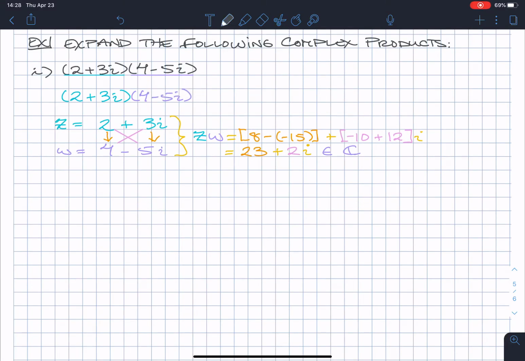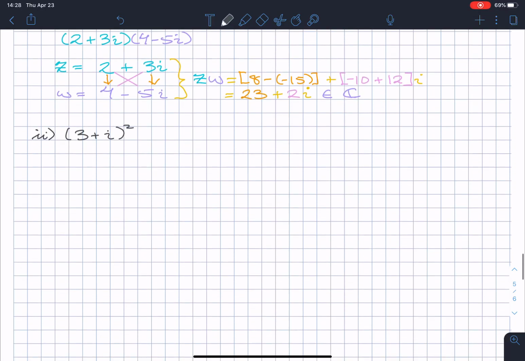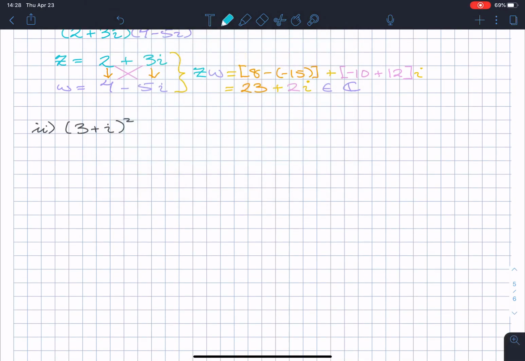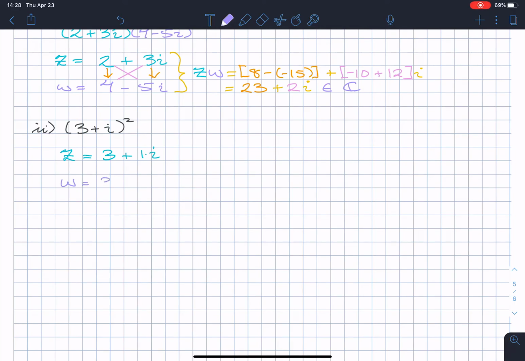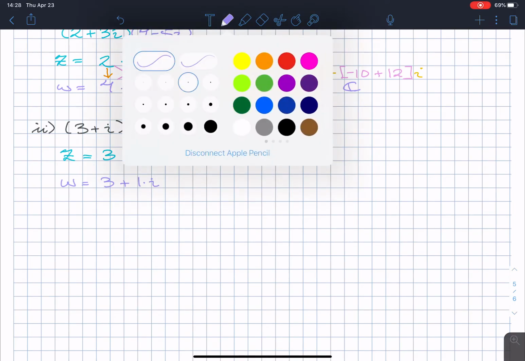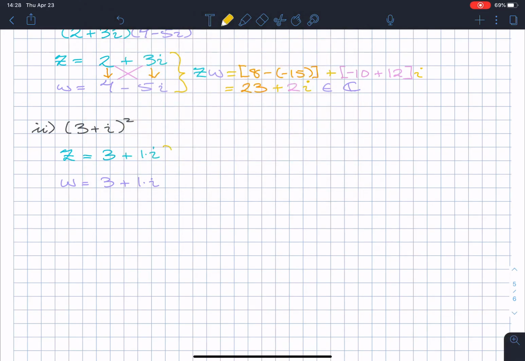Okay, so number 2. What do we have? Let's say we have the quantity 3 plus i, squared. Once again, I'm going to let z be 3 plus 1 times i, and I'm going to let w be 3 plus 1 times i. Now these are not conjugates, so they will not produce a real number. They should produce a complex number.